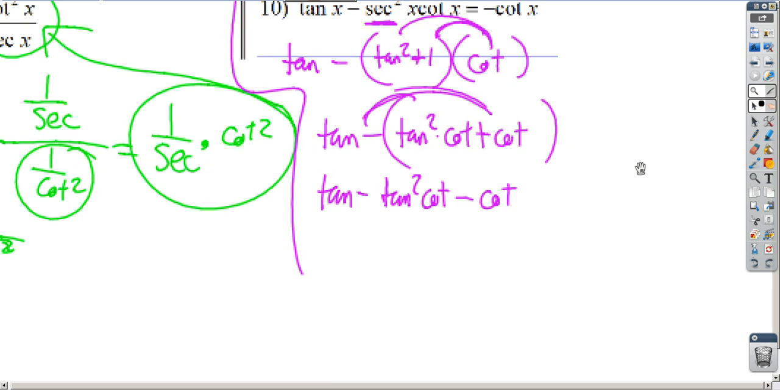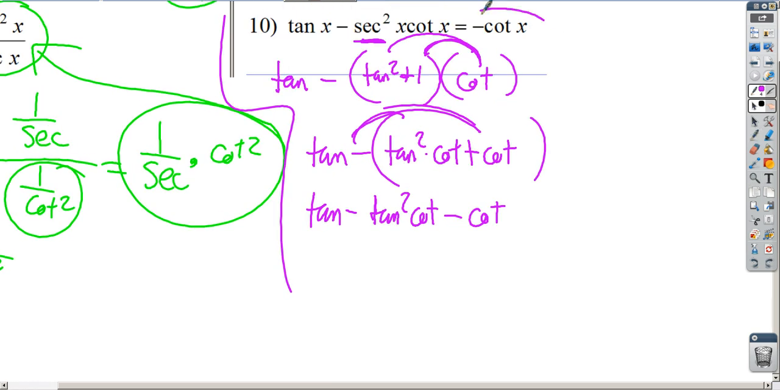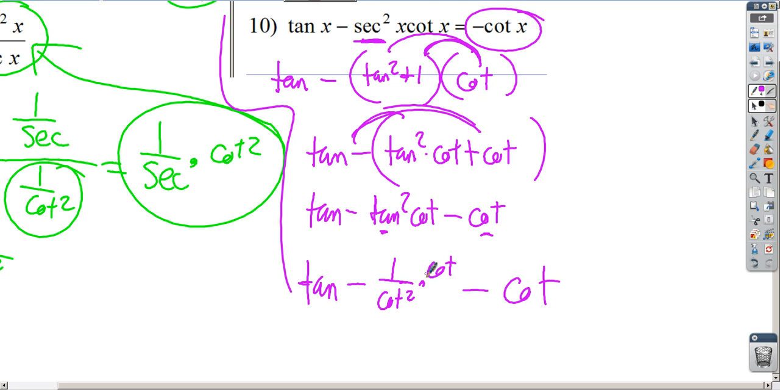Alright, let's see what we can make out of this. So here's what we're looking for. We're looking for a negative cotan, and we have one right here, but we're not quite done. So tan squared, remember cotan and tan are related, they're like reciprocals. So tan squared is the same as 1 over cotan squared. And then we have this times cotan. We still have the minus cotan. So this will cancel, and one of those will cancel.